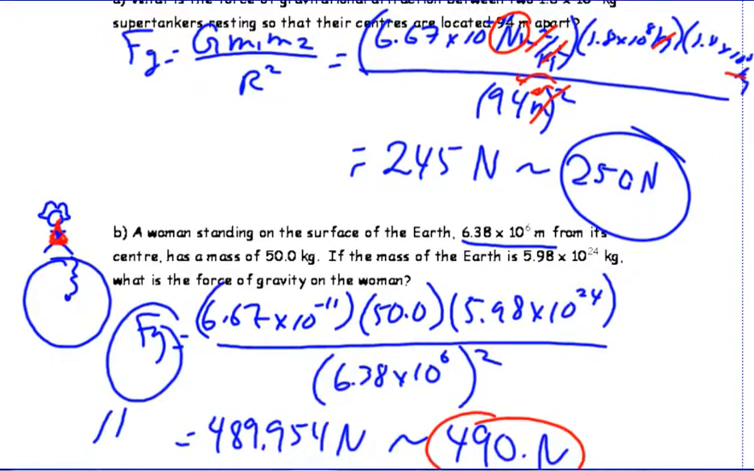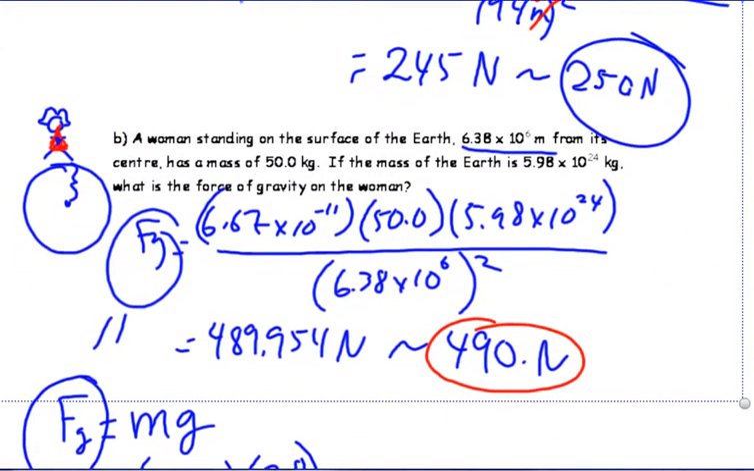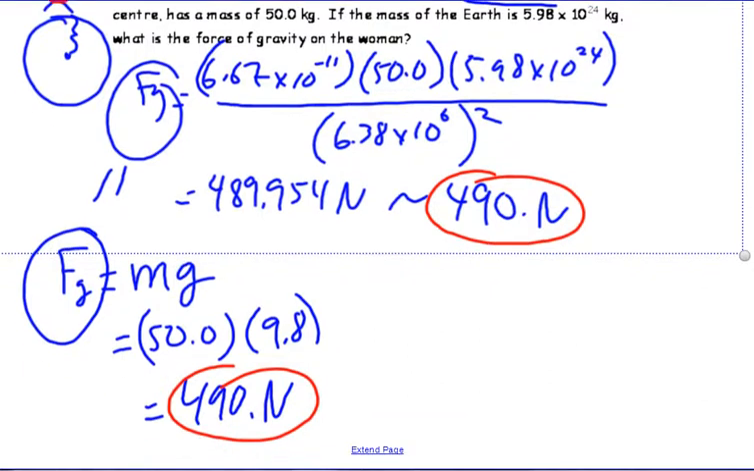Okay, if you had a chance to do that, you should get 489.954 newtons, which I took to 3 sig figs, 490, with a dot after there to indicate I have 3 sig figs. And of course, how we would have calculated this before is the force of gravity is just mass times gravitational acceleration. If we assume the gravitational acceleration on the surface of the Earth where she is is 9.8, interestingly enough, we get the same answer. So we use this for the Earth if we know the gravitational acceleration, or we can use this formula here, Newton's law of universal gravitation, using that gravitational constant.